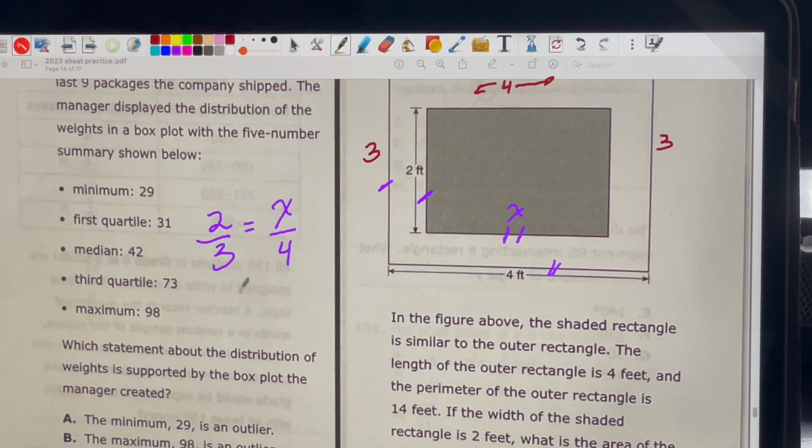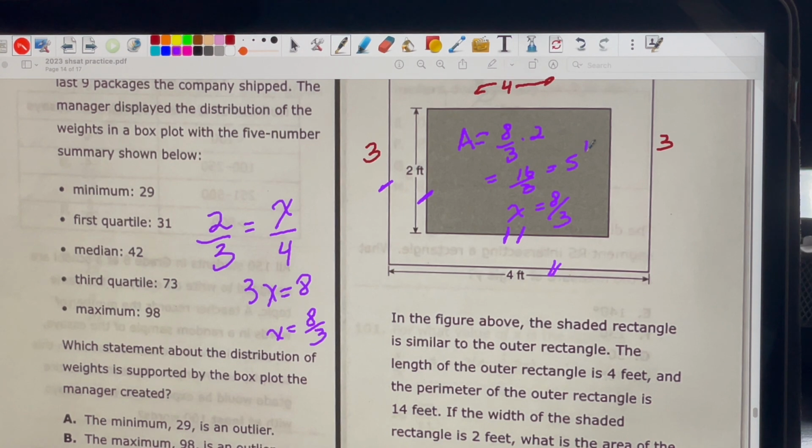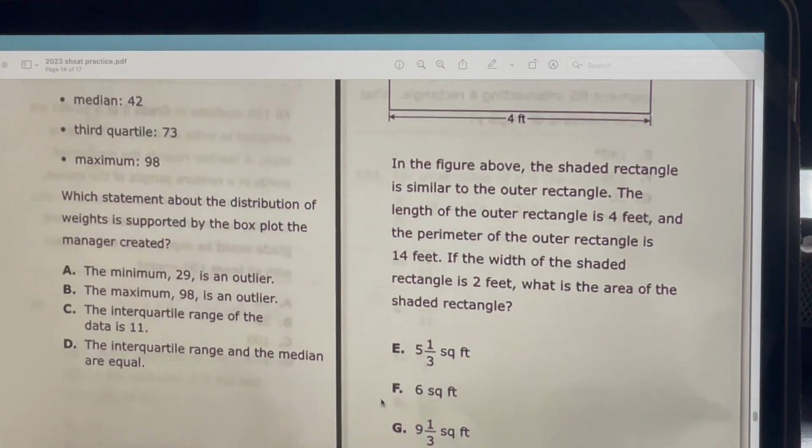And there's our proportion. Cross multiply, we get 3x equals 8, and x equals 8 over 3. Let's leave it as an improper fraction, 8 over 3. Let me just see if I did that. 2 over 3 equals x over 4, okay? And then we want the area of the shaded rectangle. Well, the area would be length times width, so the length is 8 over 3 times 2, and we get 16 over 3, which is 5 1/3. Do we have that as one of our choices? Yeah, we do. Letter E.